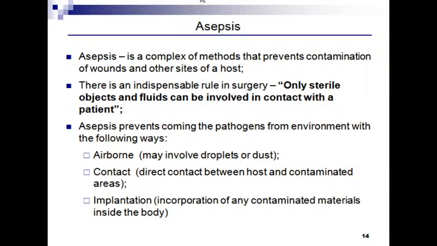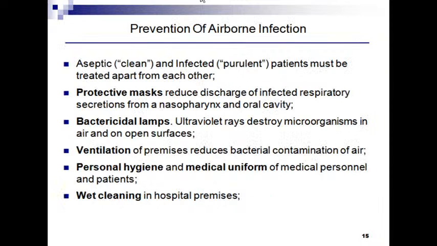Asepsis prevents pathogens from coming from the environment in the following ways. Methods of prophylaxis of airborne infection, which may involve droplets or dust. Prophylaxis of contact infection: we should provide prevention of contact infection, which is direct contact between host and contaminated areas outside the patient. And the implantation way. Implantation means incorporation of any contaminated or artificial materials inside the body.